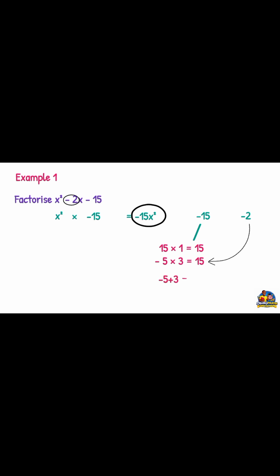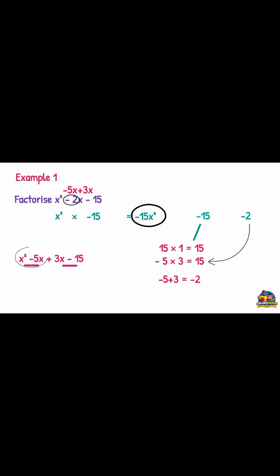So which one are we going to use? We are going to use minus 5 plus 3, which will give us minus 2, the coefficient of the middle term. The x at the back, we are going to put it there. So we are going to replace minus 2x by minus 5x plus 3x, minus 15. Can you see that? Then group them into 2.